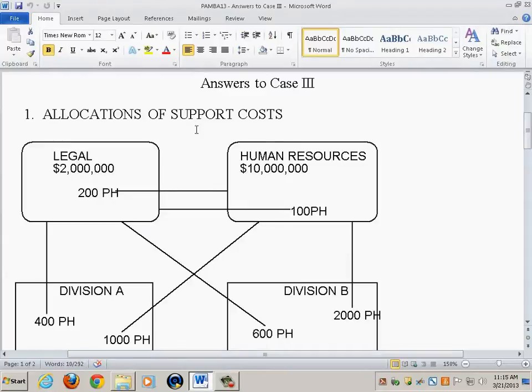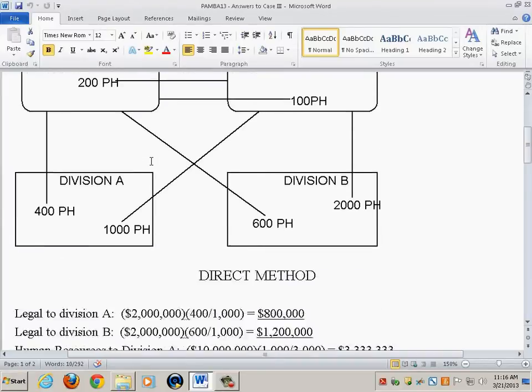But wait a minute, 2 million were the costs that legal had to allocate before it was allocated the cost of the services it got from human resources. So we have to include those too. So 2 million is not really the total cost of the resources allocated by legal. It's just the number that they started with in terms of their own cost, the cost of legal, before they were allocated other costs, in this case the cost from human resources. And the same is true for human resources. 10 million is not their cost, it's the cost they started with before they got allocated some costs for the services they received from legal.